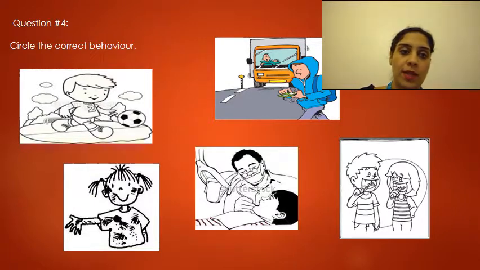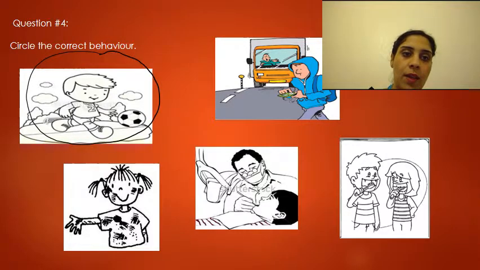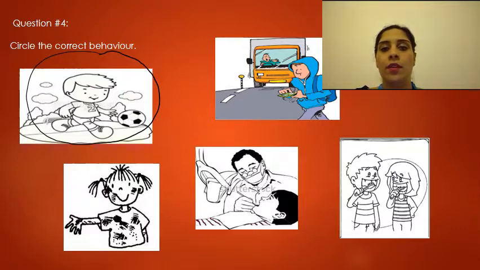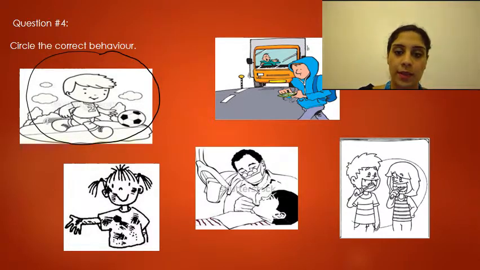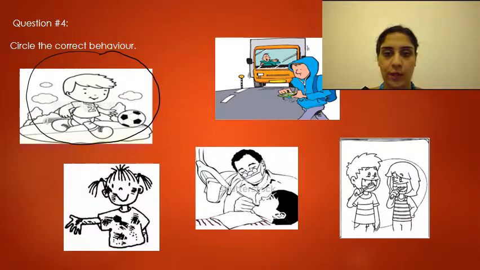Now let's check if this boy is doing a great job. He's playing football and he's happy. Let's circle this behavior. Excellent, well done. Let's move to the other picture here. Is this boy doing something right? No, he's not. This boy is crossing the road in an abnormal way, and this is not acceptable. It's not safe. It's unsafe. We don't have to circle it.